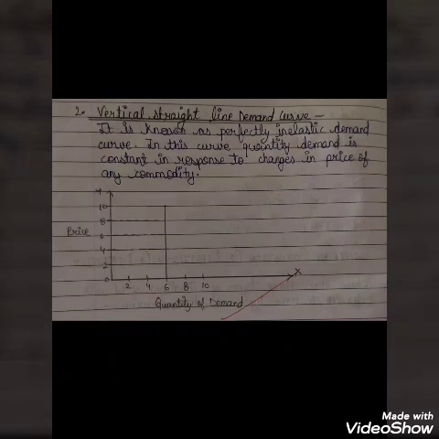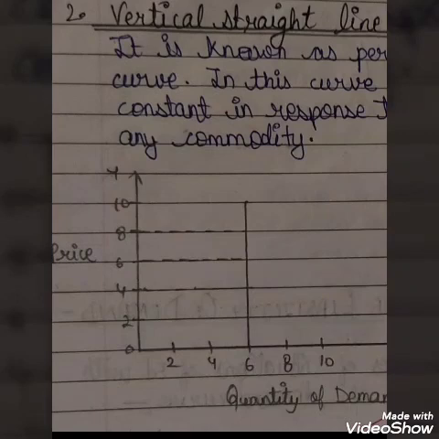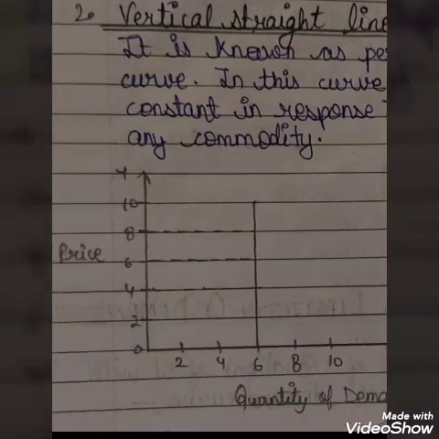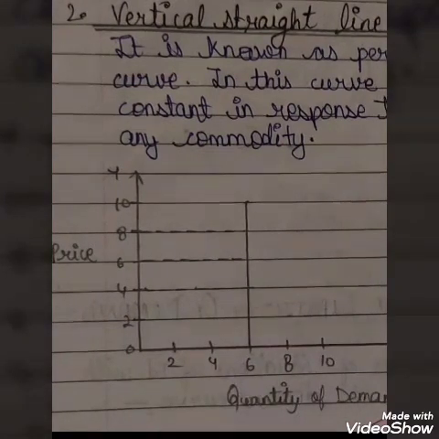Okay, so look at the graph. Again we make two axes, y axis for the price and x axis for the quantity of demand. Okay, so whenever the price is 2, then the quantity is constant at 6. When price is changed to 4, then quantity is constant at 6. Price is changed to 6, quantity is 6. Price will be changed to 8, quantity is 6, and price will be changed to 10, the quantity will be 6. Okay, so this is called the vertical straight line curve.